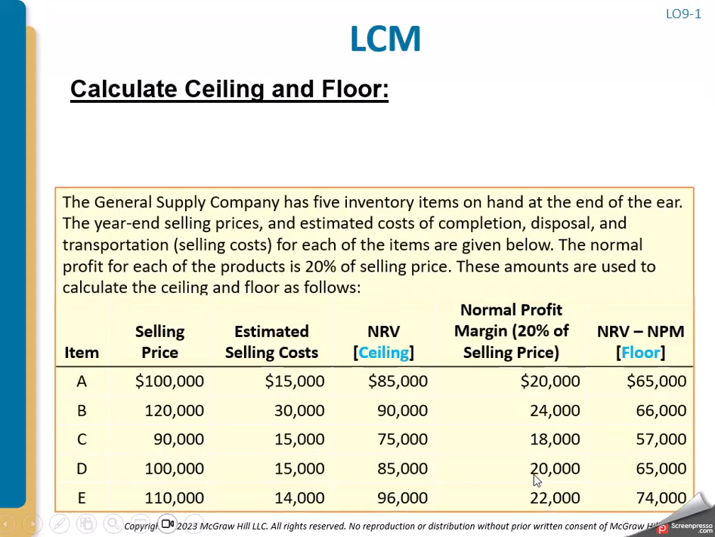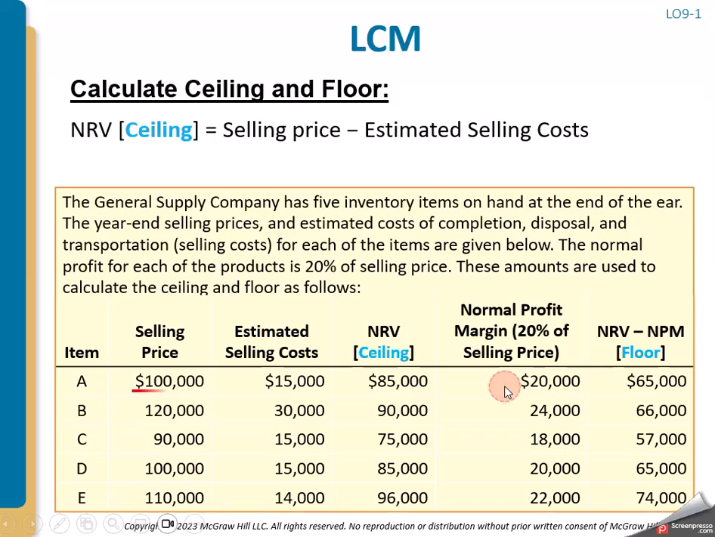So then we have to calculate all that. Here they give us a selling price and then the estimated selling cost. Our selling price minus those costs gives us our net realizable value. And then if our normal profit margin is 20% of the selling price, so 20% times that 100,000 gives us the 20, then the floor is going to be 65. So our market price has to fall in between those two.